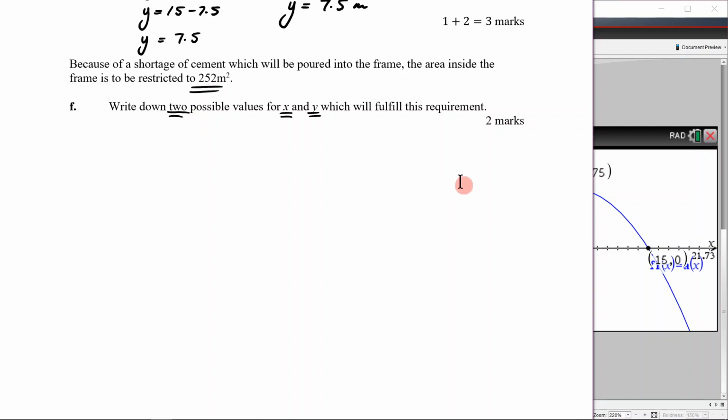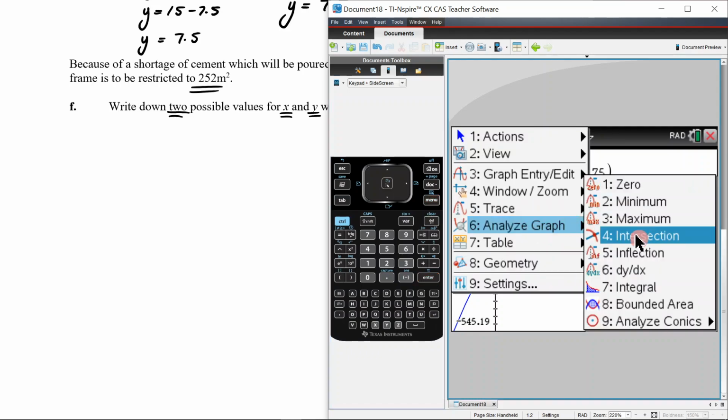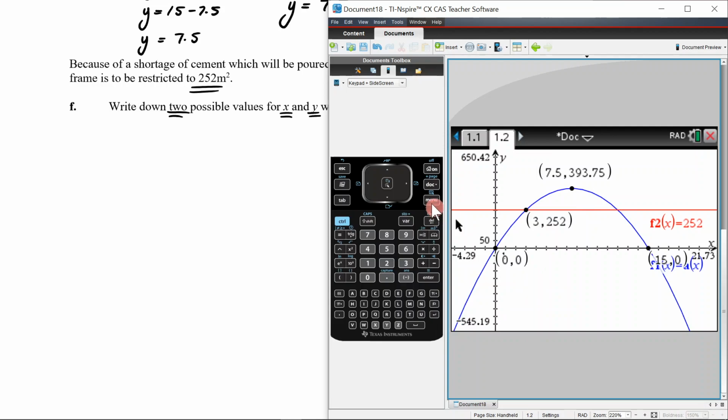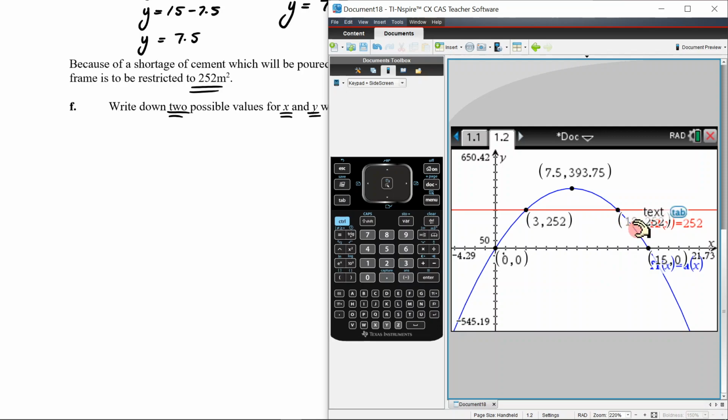What I would immediately want to do is come to my graph and simply come here, bring up, hit tab, bring this up and type in 252. And now what we're going to see is the two places in which the area would be 252. So menu, analyze graph, and we can find where these intersect. So it's going to be here. Menu, analyze, intersection, it's going to be here. Okay, so now we've found the x values for which I am going to get an area of 252. It's going to be 3 and it's going to be 12.